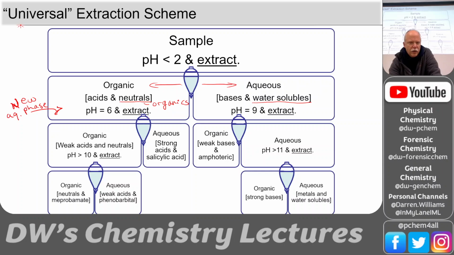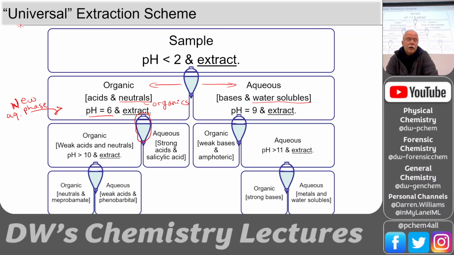And we go into a new sep funnel, right? And we can extract that. We adjust the pH to 6. Okay. And so now some of the weak acids are deprotonated and they go into the aqueous phase. Okay.